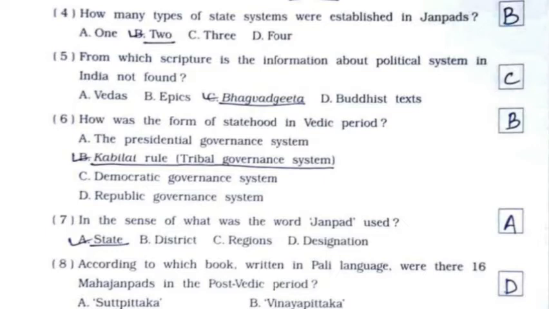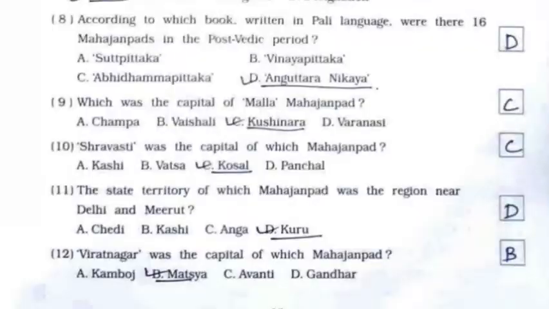Seventh, in the sense of what was the word Janpad used? It's option number A, state. Eighth, according to which book written in Pali language were there 16 Mahajanpadas in the post-Vedic period? It's option number D, Anguttara Nikaya. Ninth, which was the capital of Malla Mahajanpada? It's option number C, Kushinara.